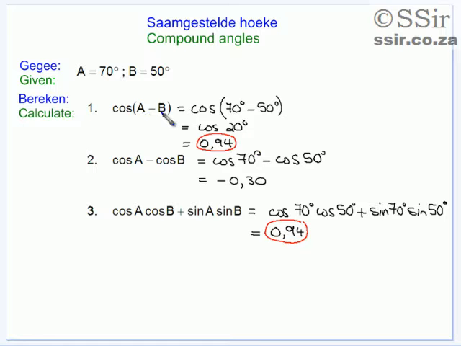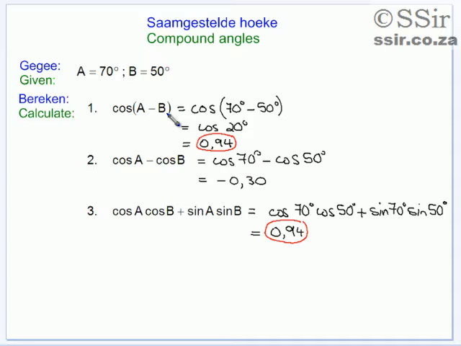It therefore looks as if cos of A minus B is equal to cos A cos B plus sin A sin B, and not equal to cos A minus cos B. Remember a few important things here. This bracket does not imply multiplication. This means cos, a function, of an angle, the angle between the brackets.